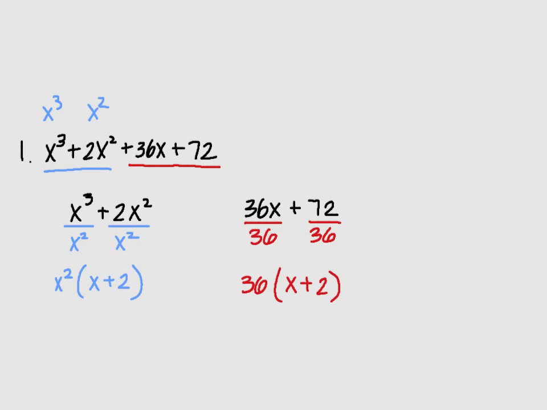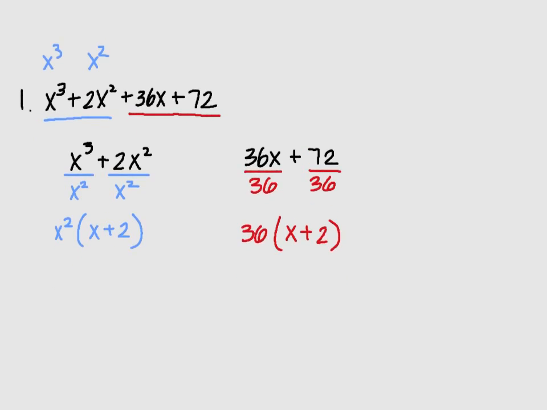So again, what I did was I took my polynomial, which originally had 4 terms, and I broke them up into 2 separate groups. I grouped the first 2 terms together, and I grouped the second 2 terms together. So technically what I end up with is, in my first group, x squared times x plus 2, and my second group is positive 36 times x plus 2.